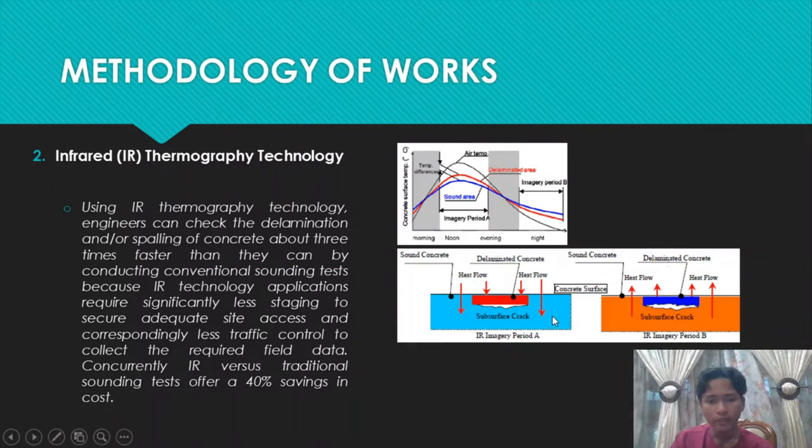Okay, infrared imaging technology is applicable during the periods when temperature differentials are detectable over time. It is not always possible to detect the delamination of concrete only from the color variation of infrared imagery, since the concrete structure itself tends to have a temperature gradient depending on location and orientation with respect to the sun.